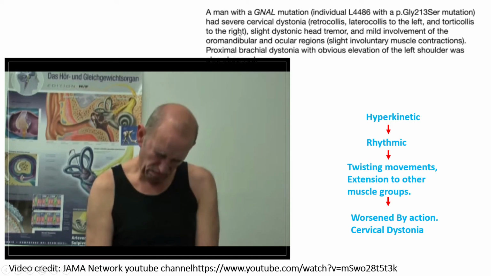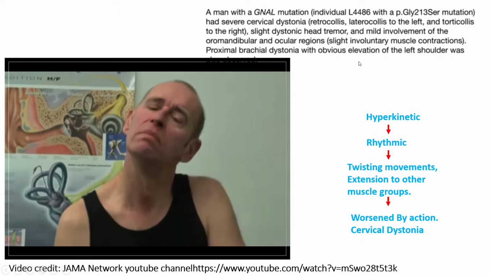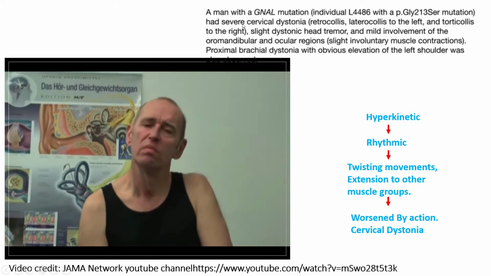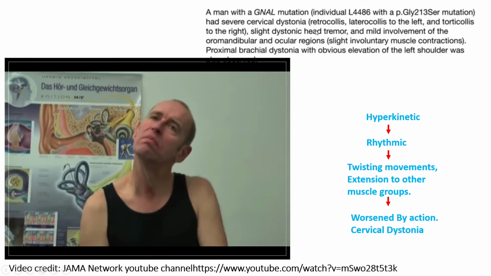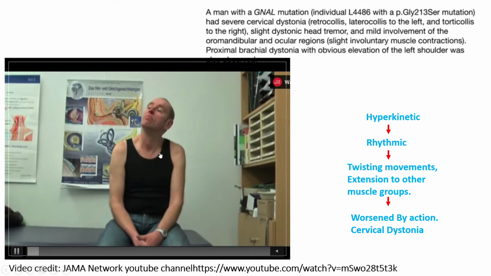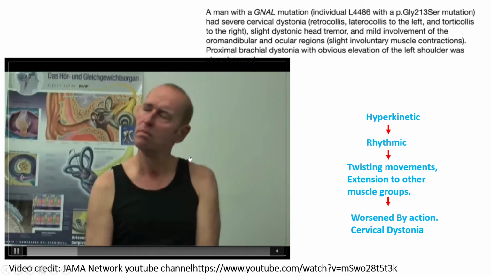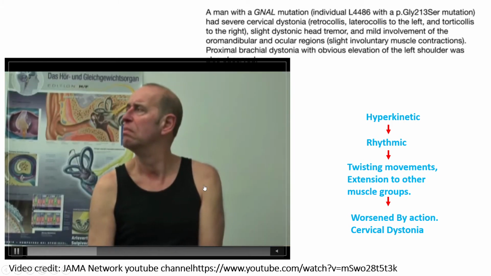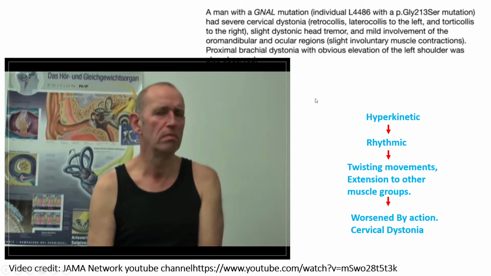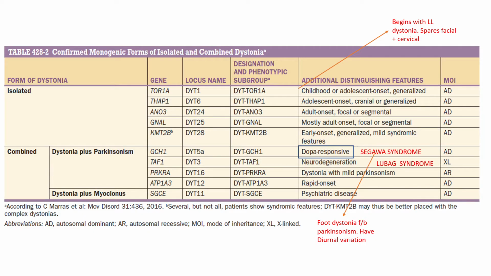This man is actually a case of GNL mutation. It's actually a generalized dystonia, having a severe cervical dystonia, that is retrocollis, laterocollis, and also torticollis. A slight dystonic head tremor is also present, and there is a mild involvement of the oromandibular and ocular muscles. Please note that there is also proximal brachial dystonia with obvious elevation of the left shoulder. So this is nothing but a generalized dystonia, a man with GNL mutation.